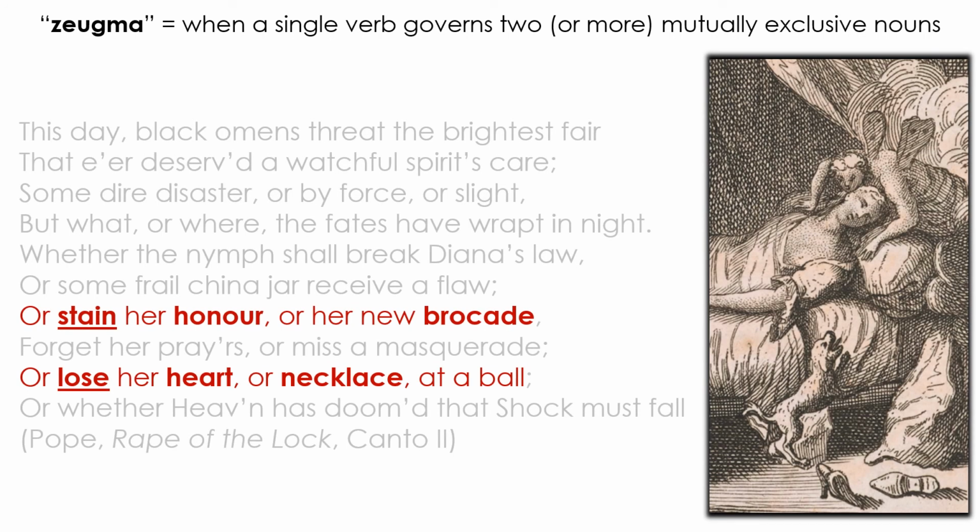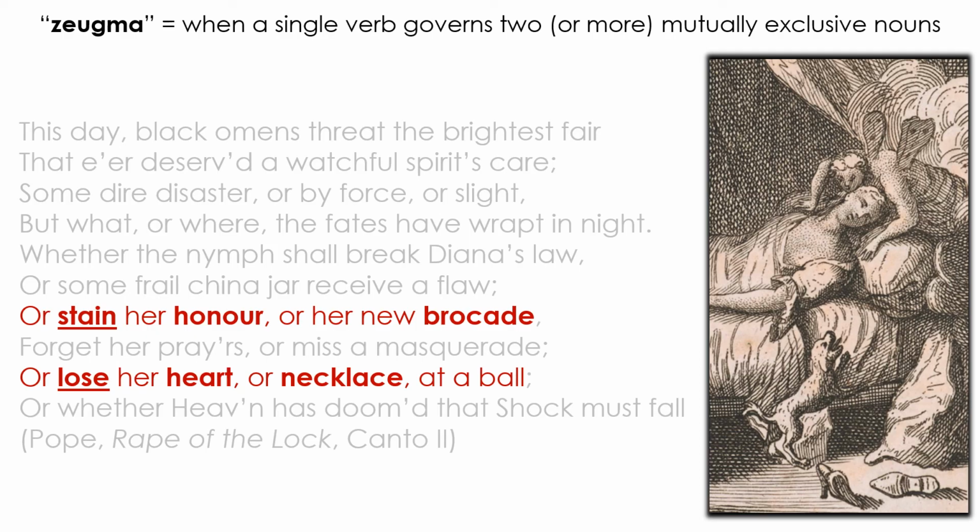So in the line, lose her heart or necklace at a ball, the verb to lose applies equally to both of the two nouns, Belinda's heart and Belinda's necklace. And similarly in or stain her honour or her new brocade, stain governs both honour and brocade.